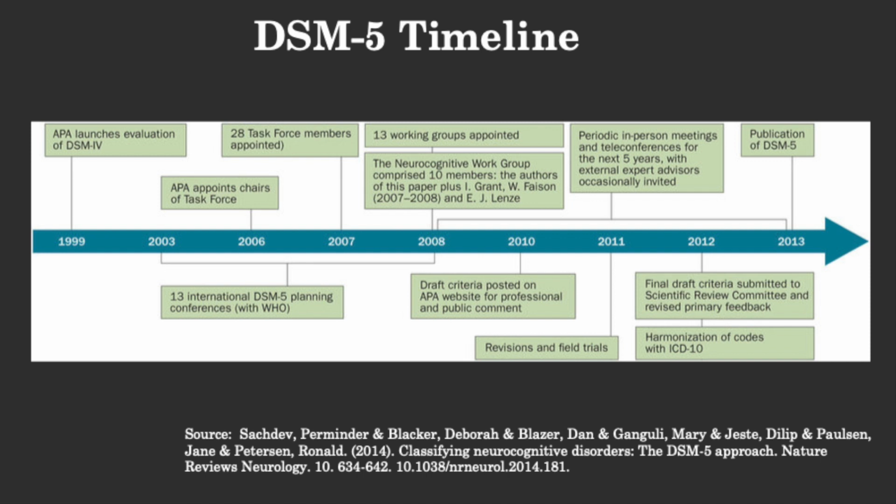Finally, in 2012, you're going to get some feedback. You're going to get the codes matching up with ICD-10. And then finally, in 2013, the DSM-5 came out. And this timeline doesn't show it, but 2013 was very late for what was actually anticipated.